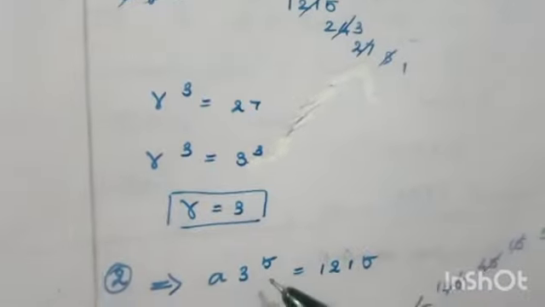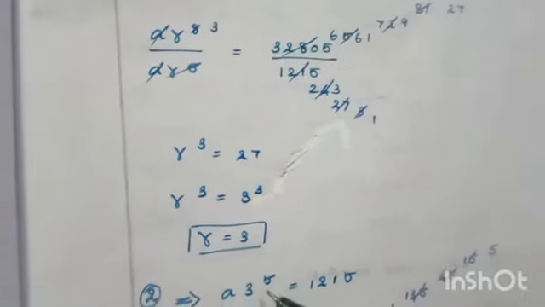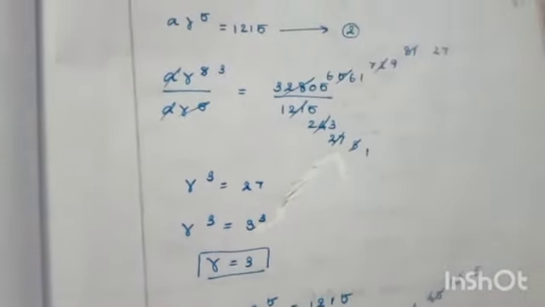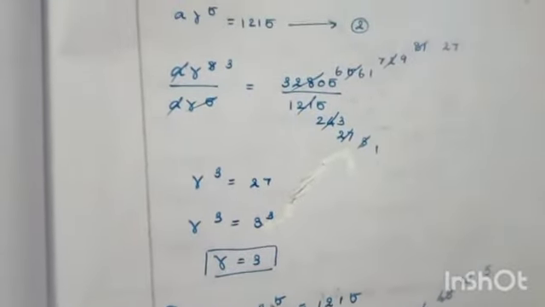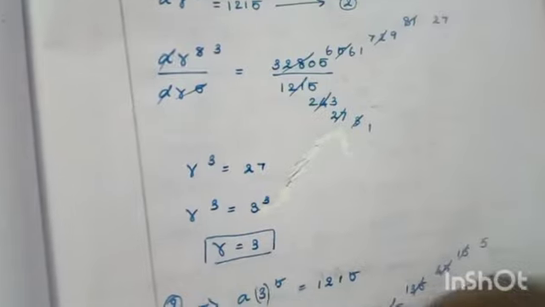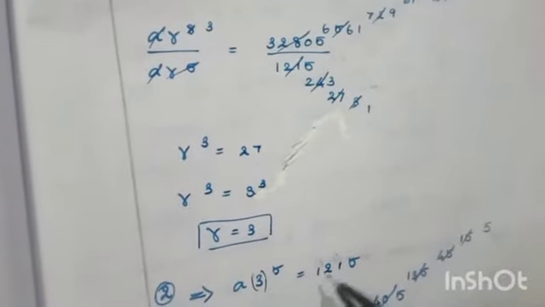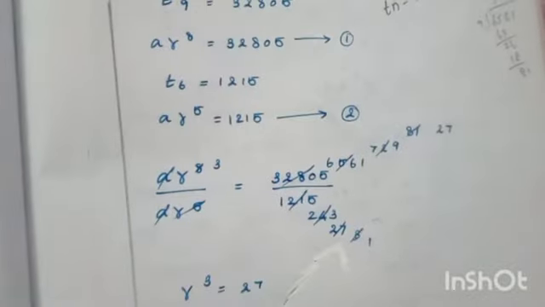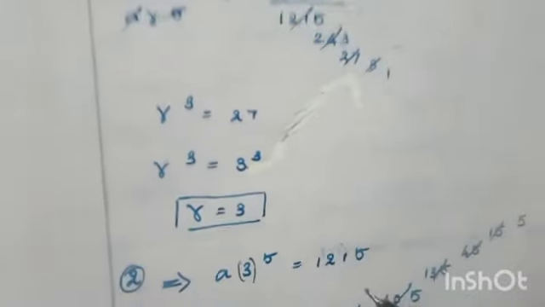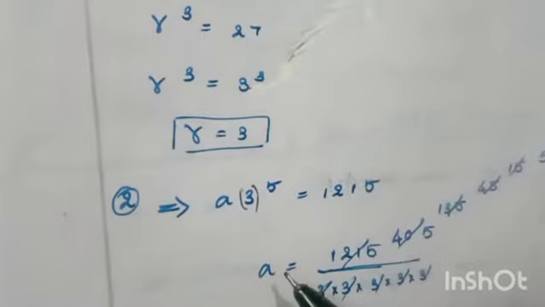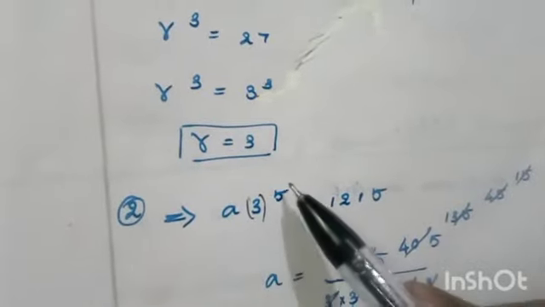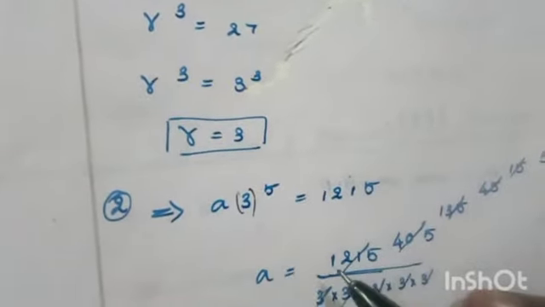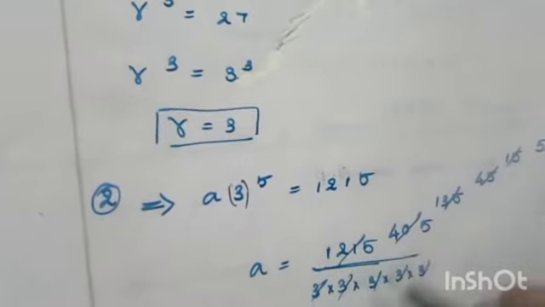Now you have to substitute in equation 2. Equation 2 is A into R power 5, so A into 3 power 5 equal to 1,215. Any one of the equations, equation 1 or equation 2, we can substitute. Now for A, we transpose this 3 power 5, so A equal to 1,215 by 3 power 5.